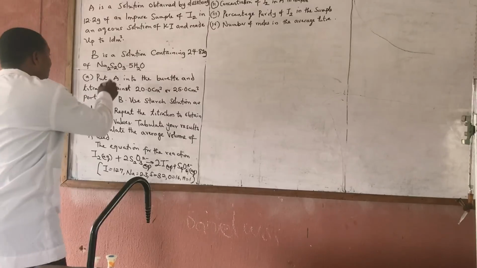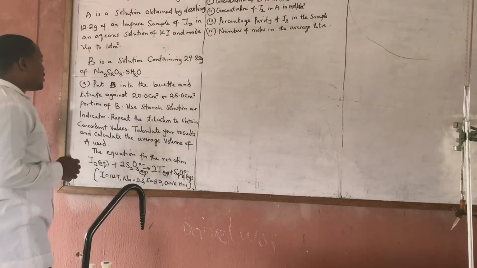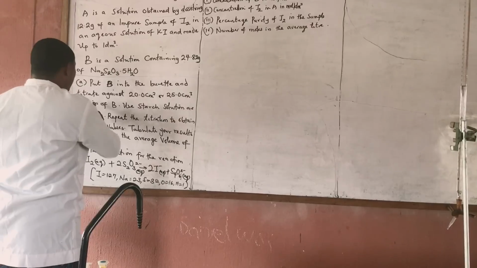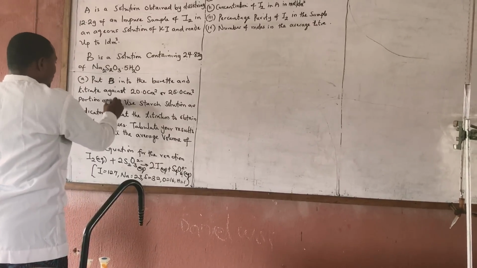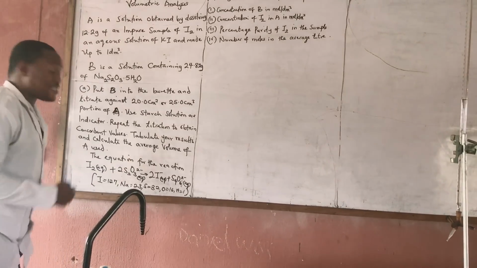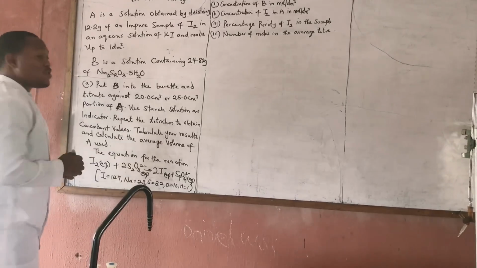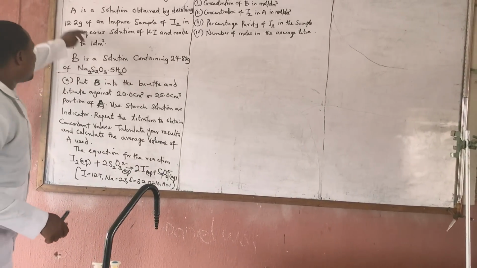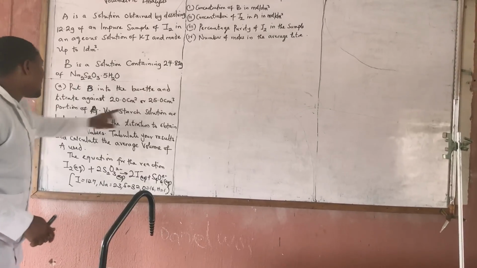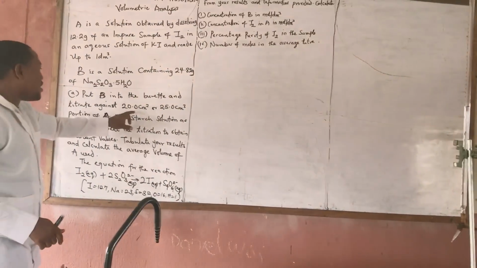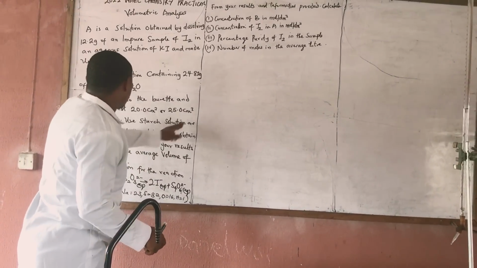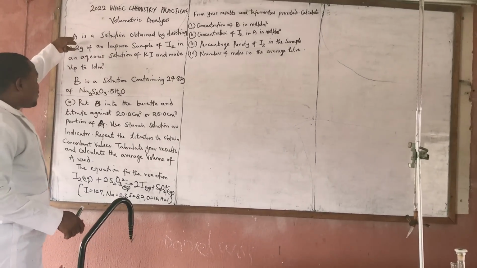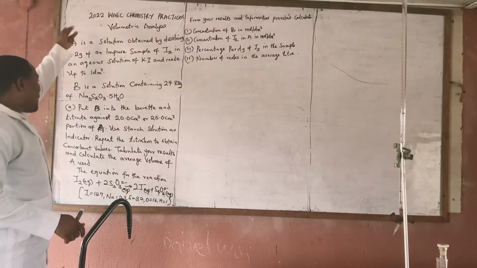So I put B, because that's my prediction. Put B into the burette and titrate against 20 or 25 centimeter cube portion of A. Can you see that now? That's my own prediction, that sodium thiosulfate will be in the burette. So put B, which is sodium thiosulfate, into the burette and titrate against 20.0 centimeter cube or 25.0 centimeter cube portion of A. So we are titrating against iodine solution, which means I'm pipetting iodine solution.